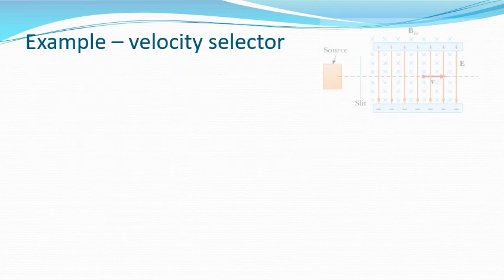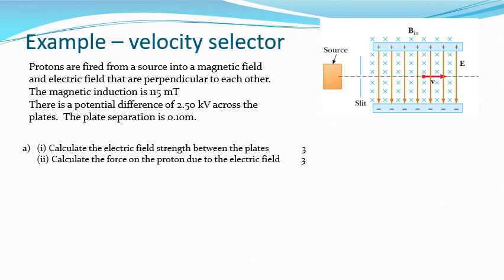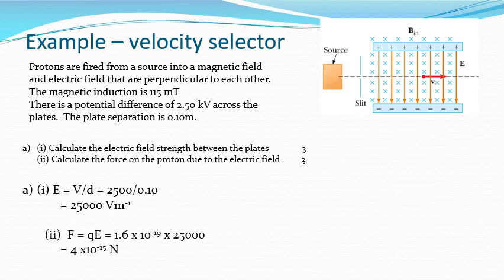Well, the electric field strength is V divided by d, the potential difference 2.5 kilovolts divided by the separation in meters. The force due to the electric field is Q times E. Here, the charge on our proton times our earlier answer.